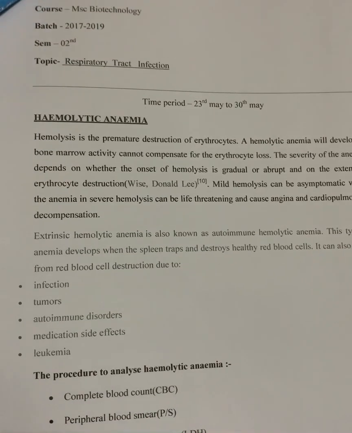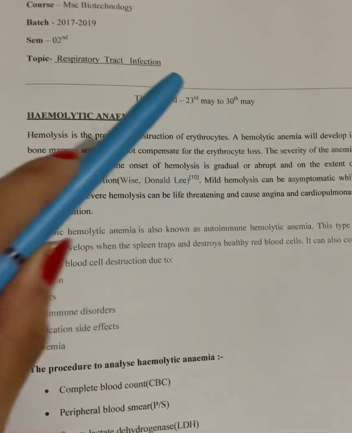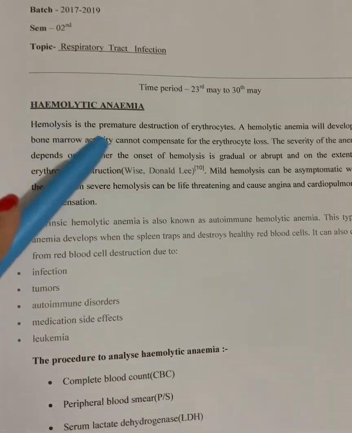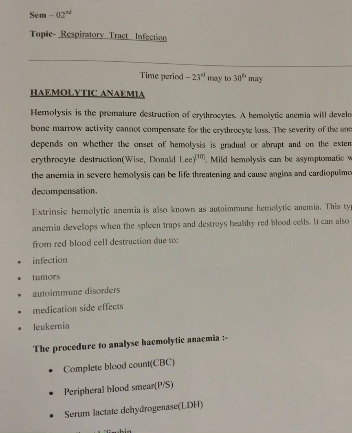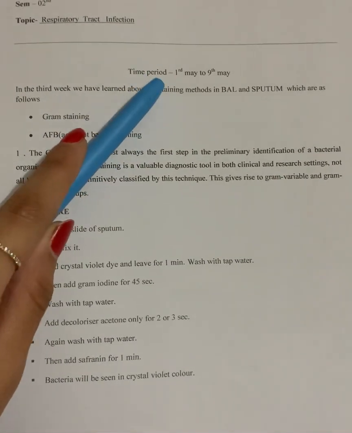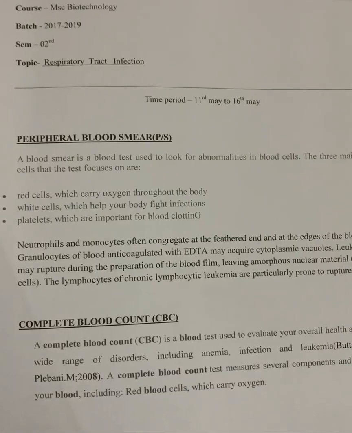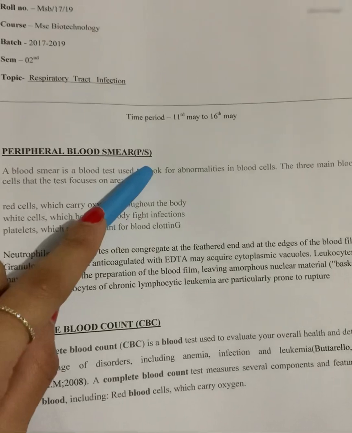This is the second weekly report. The only thing that changes is the time period, that is the next week's duration, and the topic. You are supposed to mention only a little bit about the topic, not in detail. Same goes for the third weekly progress report. You can also mention the procedure for doing any experiment.